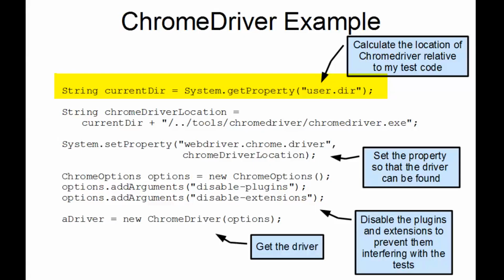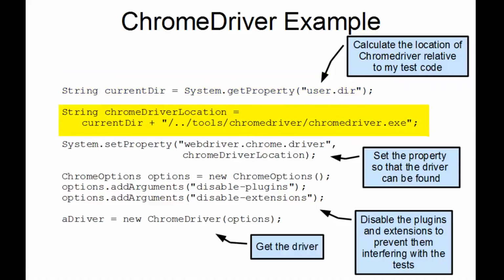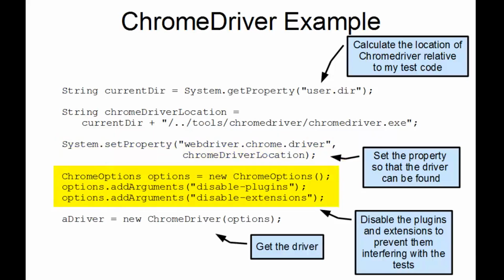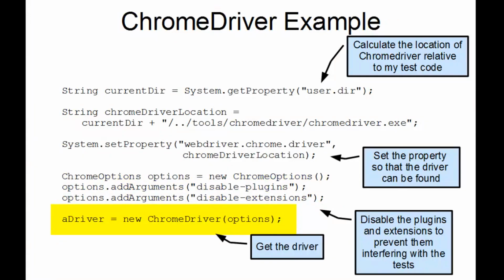So I'm looking in my current test directory, the user dir, and then I'm saying I have a tools folder within there with a folder called ChromeDriver, and the ChromeDriver.exe is in there. Then I'm setting the system property webdriver.chrome.driver and putting that path in there so that the driver can be found by WebDriver. Then it's pretty much just a case of I am using the Chrome options to add command line arguments. And I'm adding here the disable plugins argument and the disable extensions argument. And again, you can find that list of arguments on the web. And then I simply create a new driver with those options.